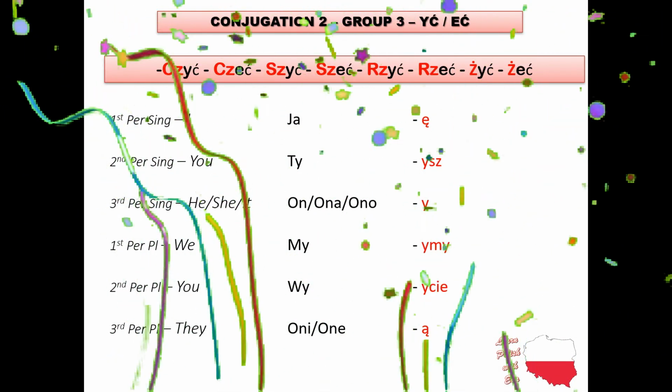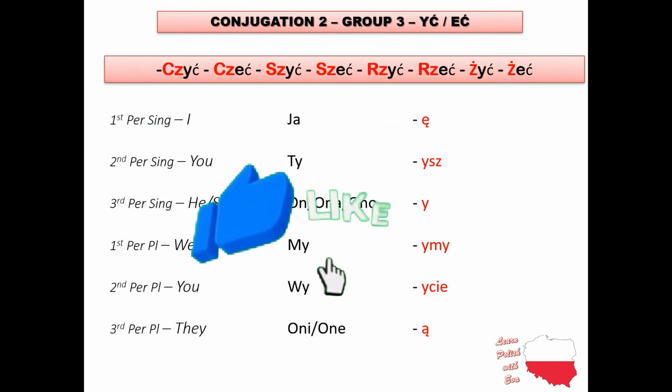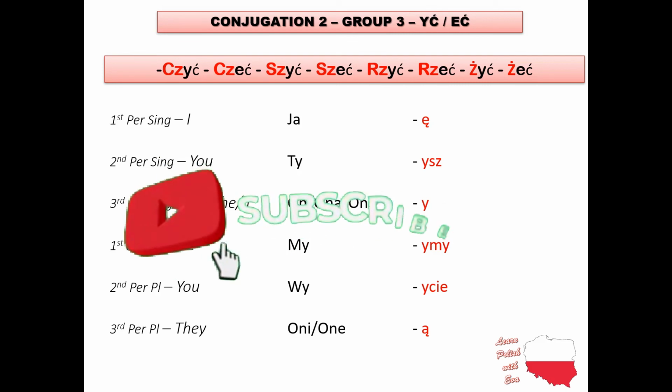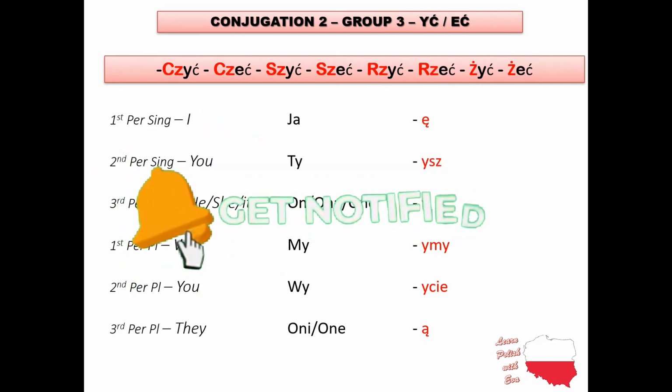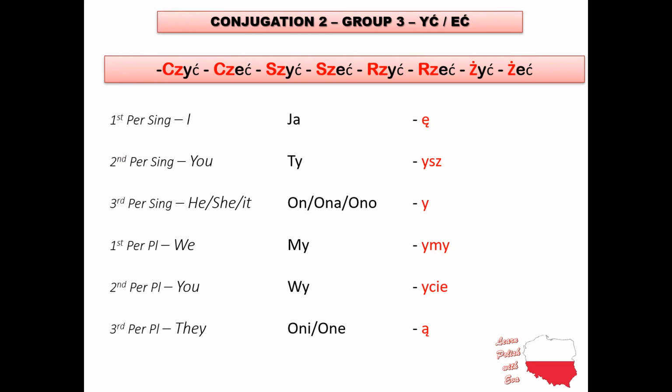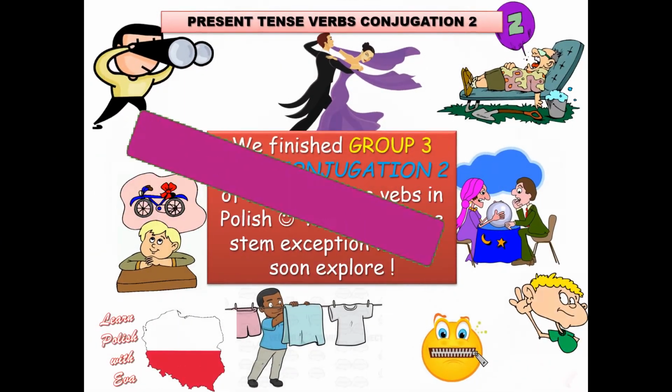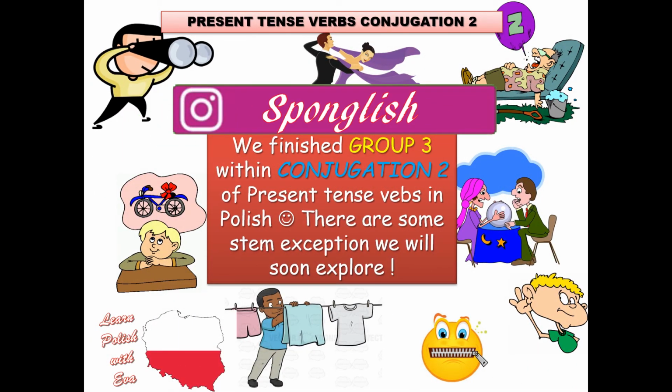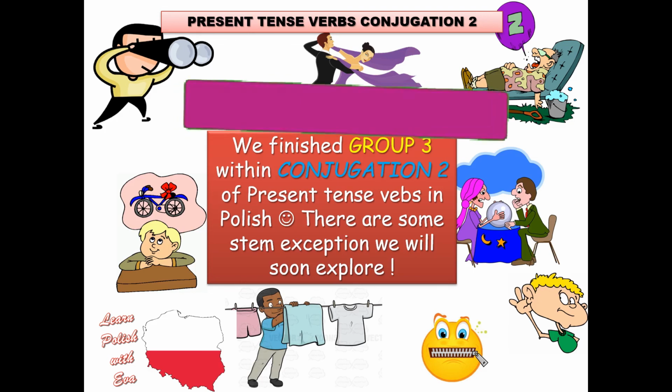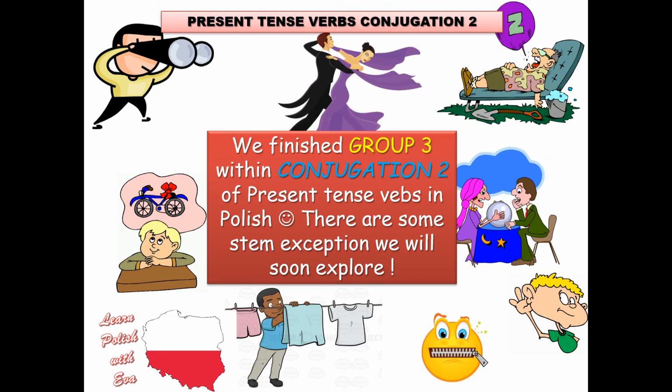That was the last verb that I wanted to show you out of group 3, which is the last group of conjugation number 2. Here is again the slide that recaps and summarizes this group, the endings for each individual person, along with the double letters or the single letter ż that will help you recognize this group when you encounter a Polish verb. And this way, we have completed conjugation number 2 of the present tense verbs in Polish. There are some stem exceptions in conjugation 2, but we will explore them soon. I'll make a separate video. These are the general rules that you need to remember about conjugation 2.